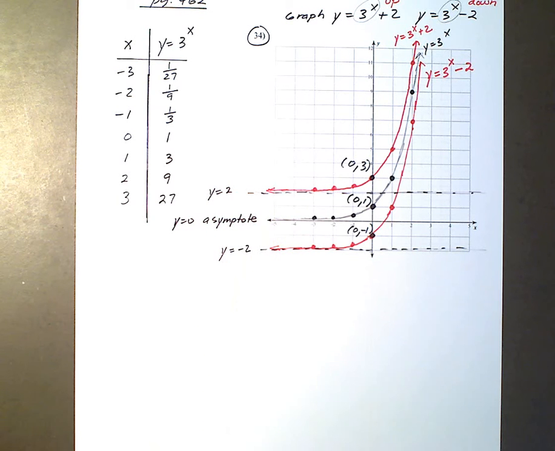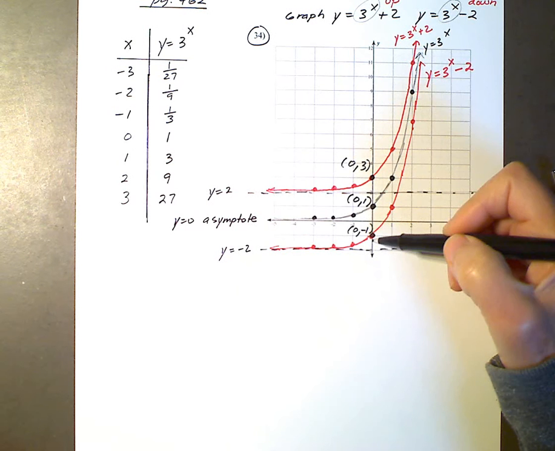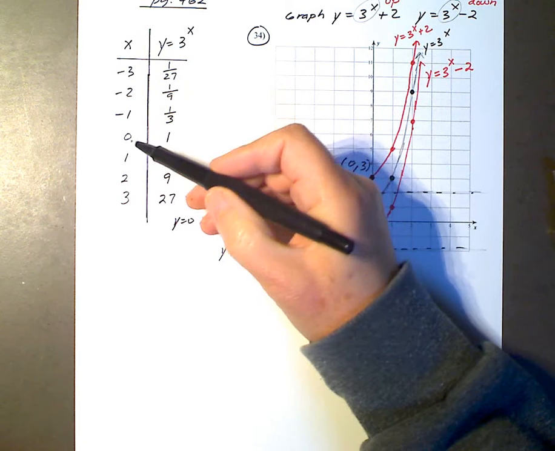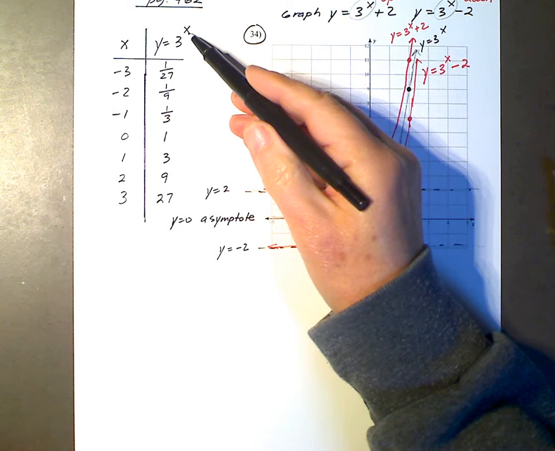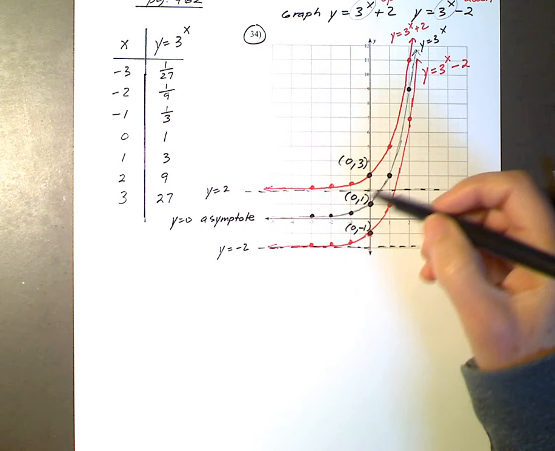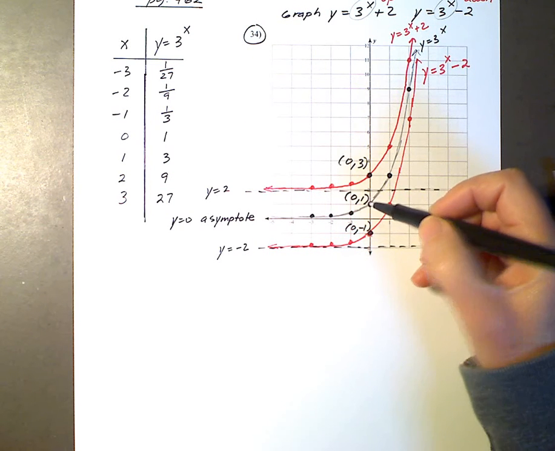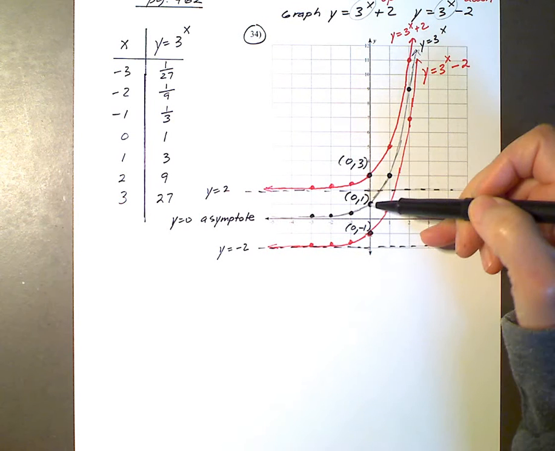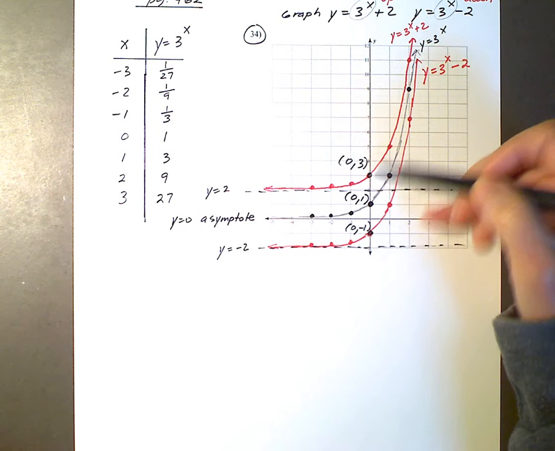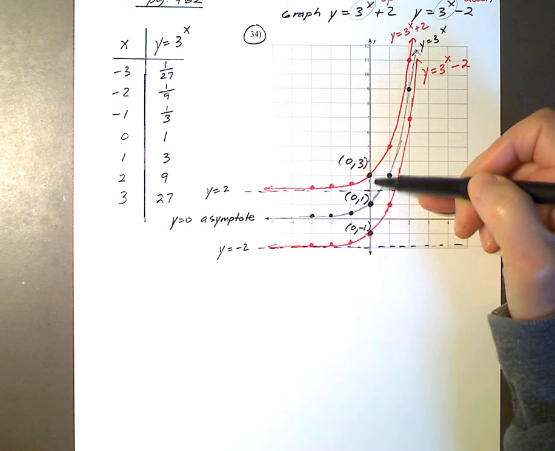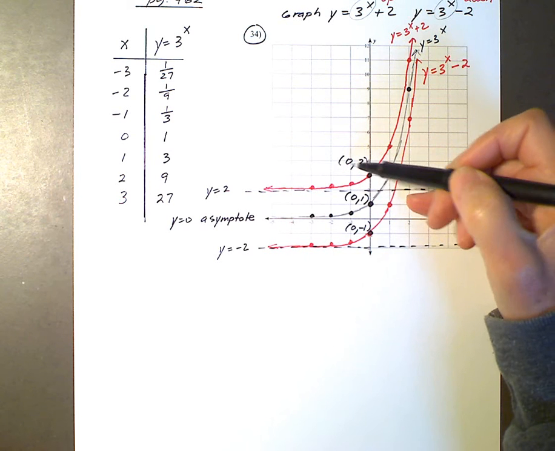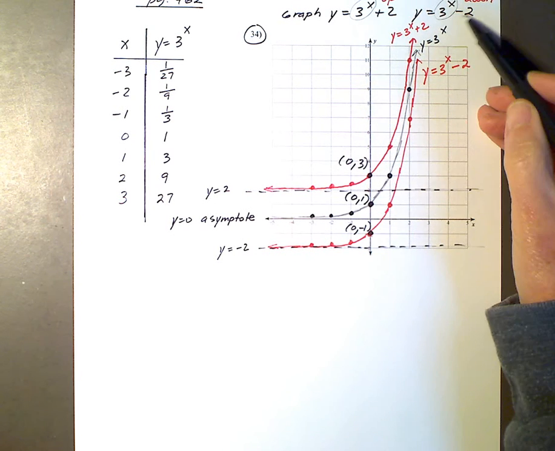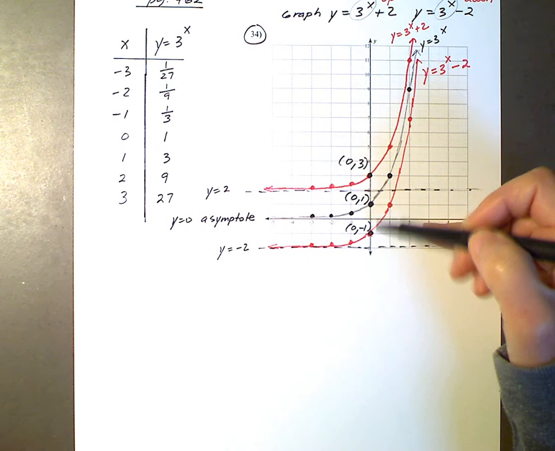Let's look at the other thing that's noteworthy, the y-intercepts. For this base, when x is 0, anything to the 0 power is 1, so it goes through the point 0, 1. And as you can see, y equals 3 to the x plus 2 is just 2 above that at 0, 3. And then y equals 3 to the x minus 2 crosses the y-axis 2 below that at negative 1.